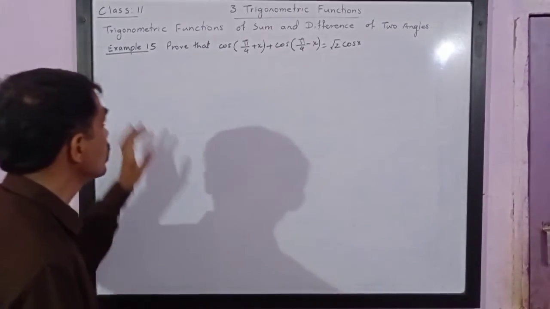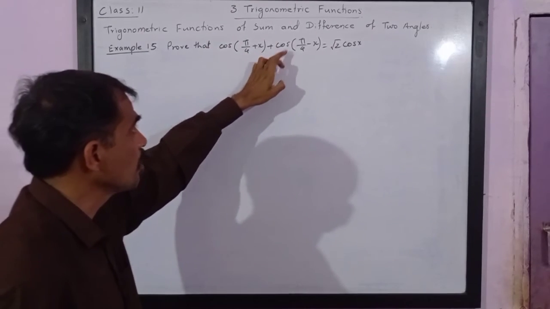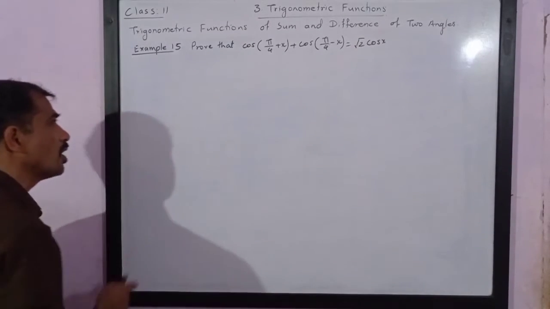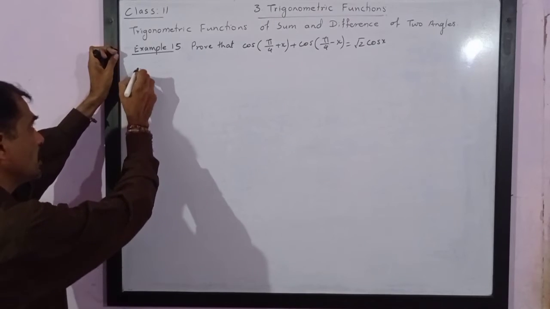Dear friends, 15th question is, prove that cos of pi upon 4 plus x plus cos of pi upon 4 minus x is equal to root 2 cos x. Now this can be solved in two different ways. Let us go by the book method first. So we consider LHS.